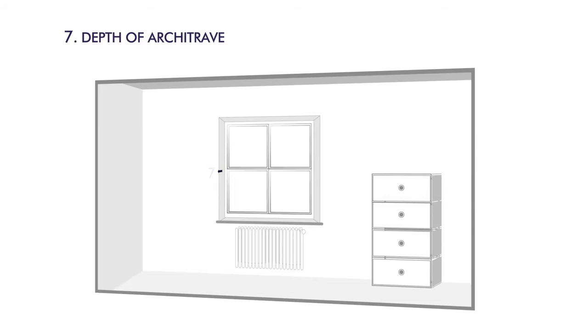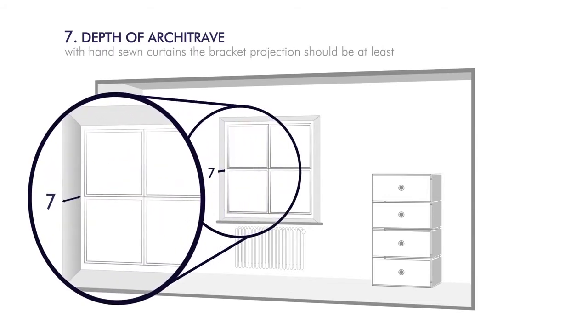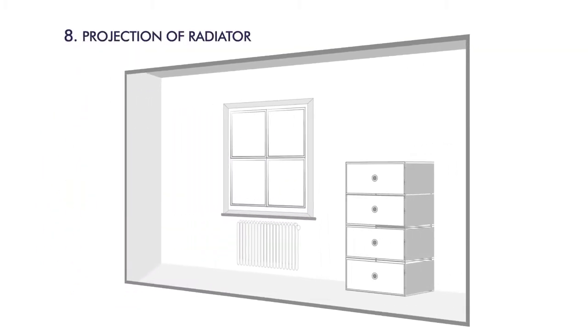7. Depth of architrave. When hand-sewn headings are fitted to a pole or track, the bracket projection, that is the centre of pole or track, or the ring hook to the wall, should be at least 6 cm to allow for curtains to move freely without obstruction when opened or closed. The depth of the architrave can affect this projection measurement. 8. Projection of the radiator. This determines the projection of the curtains, so they run just in front of the radiator.